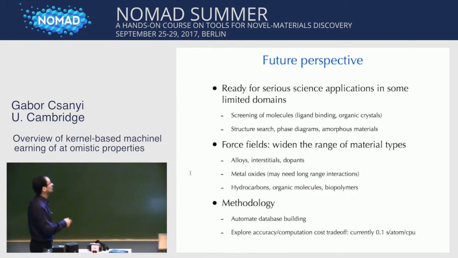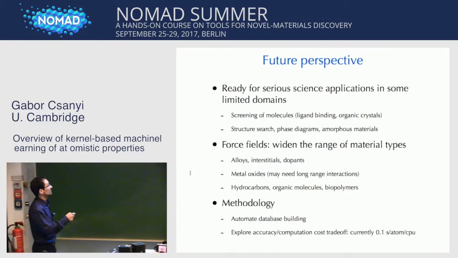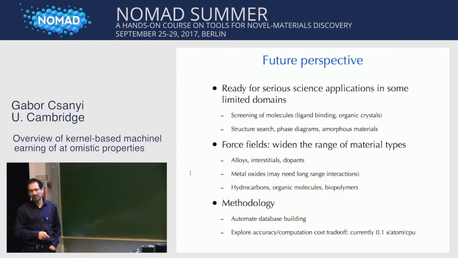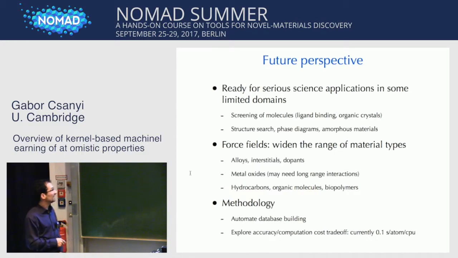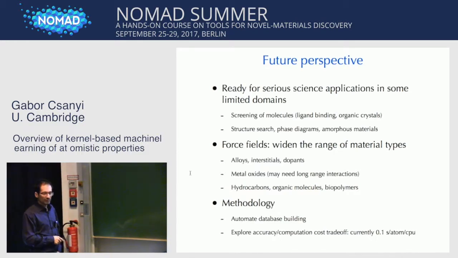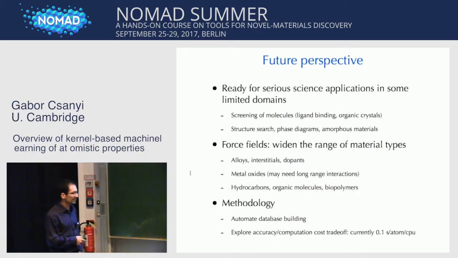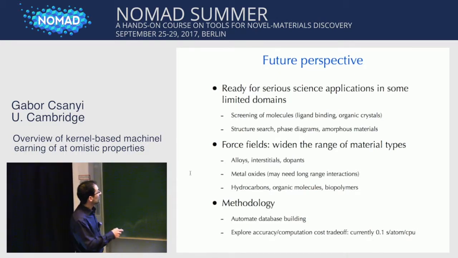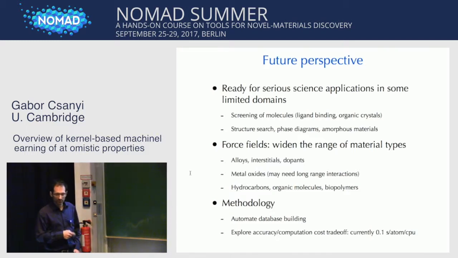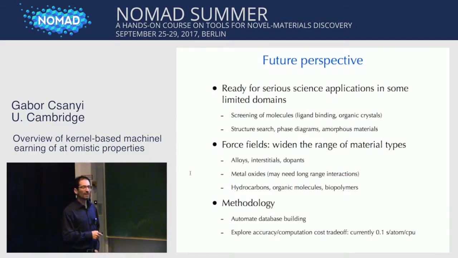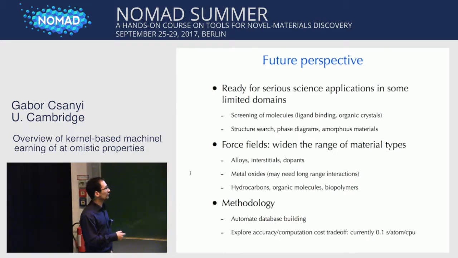I think there is some work to be done on the methodology, and that's, as I've been emphasizing, mostly around database building. So how do we formalize the building of a database? How do we give guarantees of what the databases can do? I'm also personally very interested in exploring the trade-offs. So the models that I've been illustrating here, so the silicon, the tungsten, the iron, are quite slow in the context of force fields.